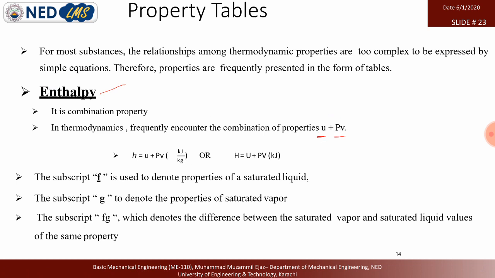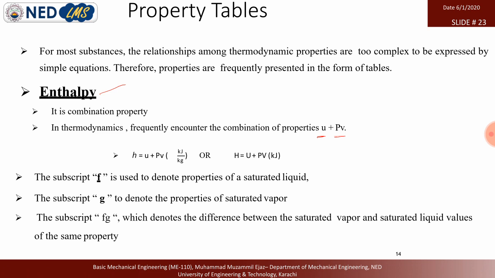For most systems, the relations among the thermodynamic properties are too complex to be expressed by simple equations. Therefore, properties are frequently presented in the form of tables. There are a lot of properties, so we form a table, and in a later slide we will see how the table helps in getting the actual values for the pure substance, and how we calculate energy and power, etc. So right now you understand what enthalpy is. It is a simple combination of two properties, internal energy plus pressure volume work.